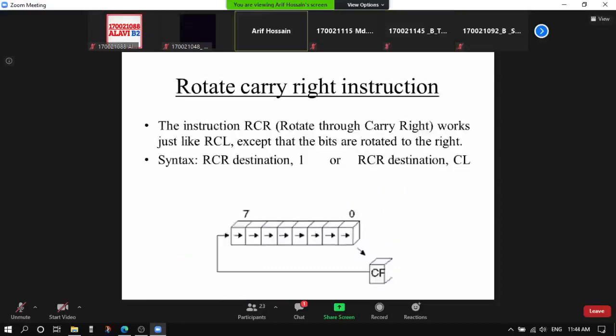So this is rotate carry right, exactly the opposite. Whatever was there in carry flag will now move to the MSB. That is the only difference. And from LSB, it will move to the carry flag. Is it okay? Yes, sir. Anything you want me to explain over here? Okay.